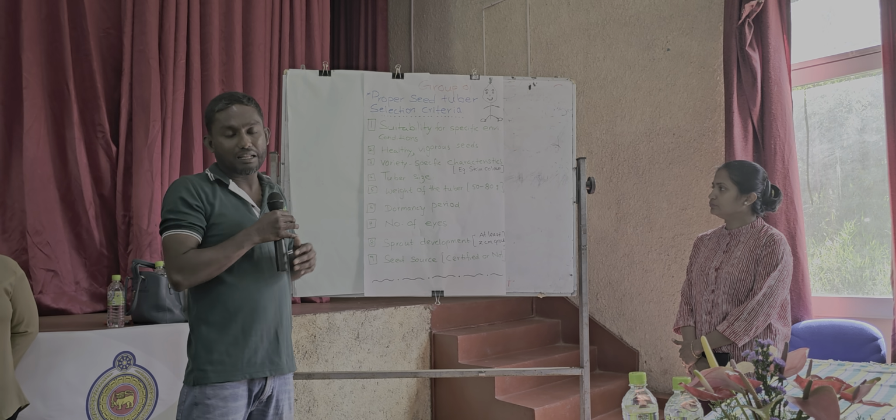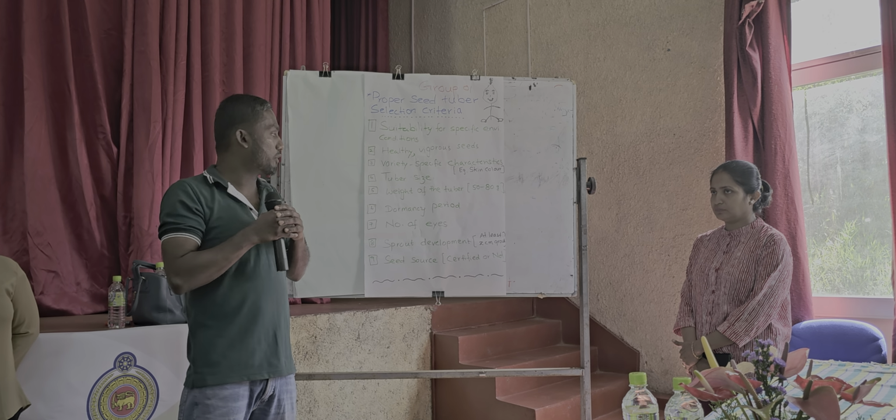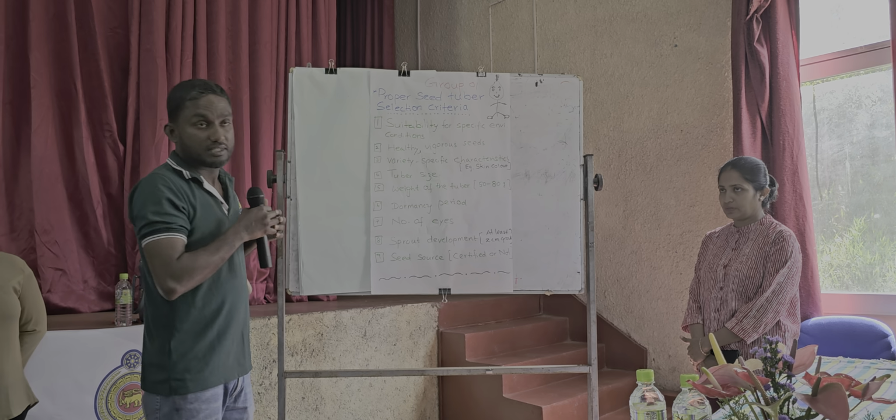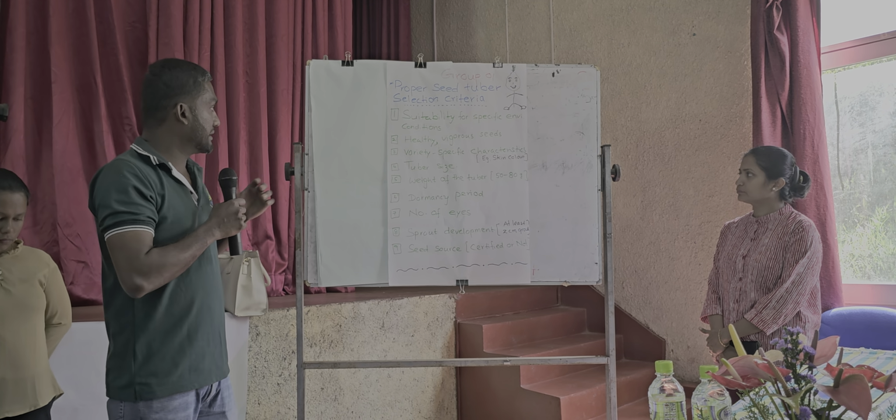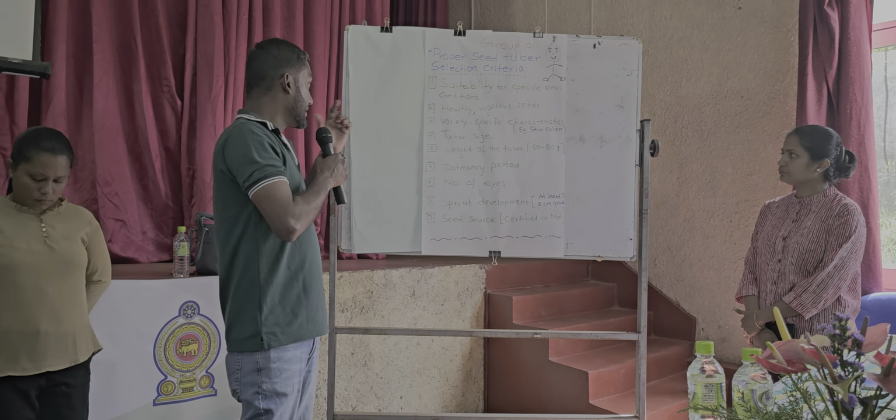Second, the tubers should be vigorous and at the same time very healthy. And third, we recognize the variety by specific characters such as skin color, the size of the eyes, the height of the eyes, the vigor of the eyes, the color of the eyes, and the color of the sprouts. Those are critical. The next point is the tuber size.